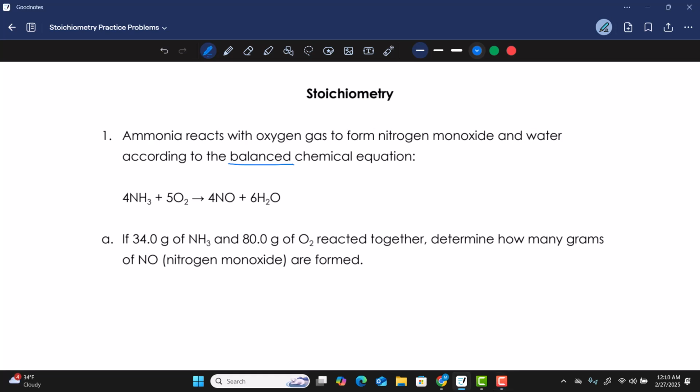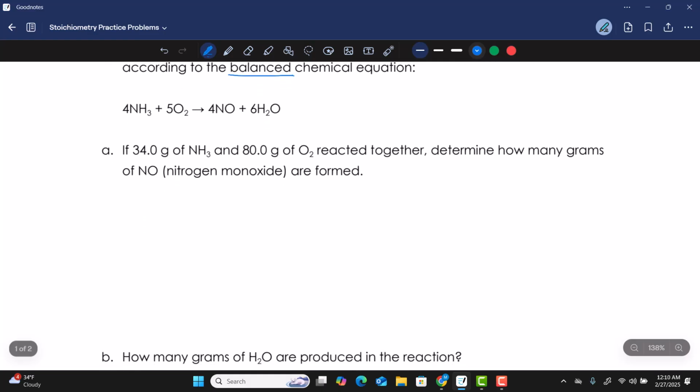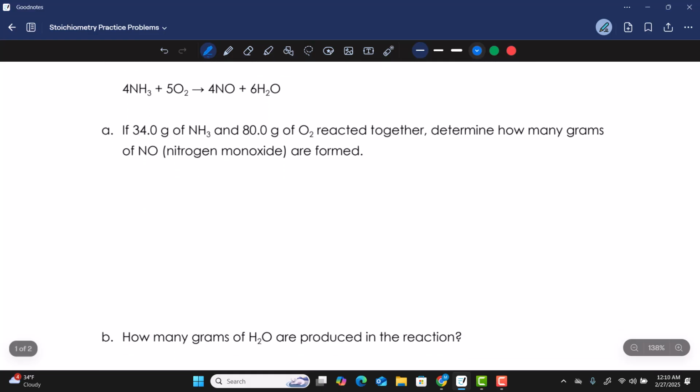So that means that we don't have to balance it. If it wasn't balanced, then we would have to balance it for stoichiometry. So we have 34 grams of NH3 and 80 grams of O2 reacting together.